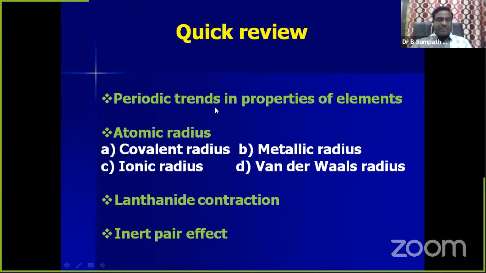Children, these are the topics we have discussed in the last session. Periodic trends in properties of elements, atomic radius. In this atomic radius, we have discussed covalent radius, metallic radius, ionic radius, van der Waals radius. And next is lanthanide contraction, inert pair effect. So these are the topics we have discussed in the last session, children.